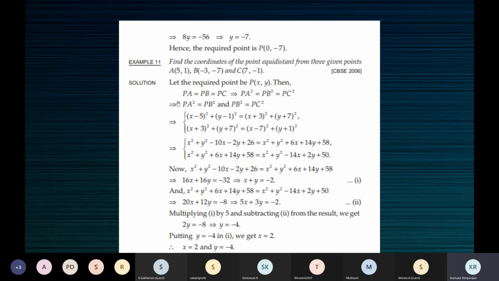Take up this condition PA square is equal to PB square. Work this and tell me the equation you're getting. Then take up this equation PB square is equal to PC squared. Work this and tell. You will get one linear equation in x and y for this, another linear equation in x and y for this. Please work this one first. These are different. Work this and then work this. Yes, get started. Write the question, get started.